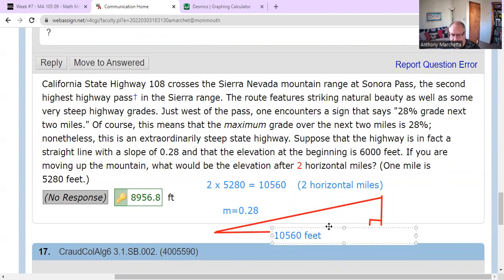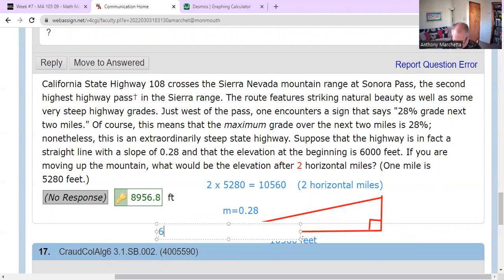And now the other thing that we know of is we have a grade of 0.28. Now, they're telling you that the elevation at the beginning is at 6,000 feet. What would be the elevation after 2 miles? So we're also telling you that the elevation is at 6,000 feet right here. I'm going to draw it with an arrow to make it clear.